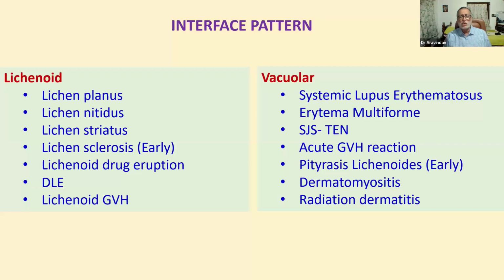And this is a list of interface patterns which you can see in lichenoid. Many conditions are there. Vacuolar, apart from SLE and erythema multiforme, Stevens-Johnson syndrome, toxic epidermal necrolysis, then acute GVH reaction, early forms of pityriasis lichenoides. All these may produce a vacuolar interface pattern.